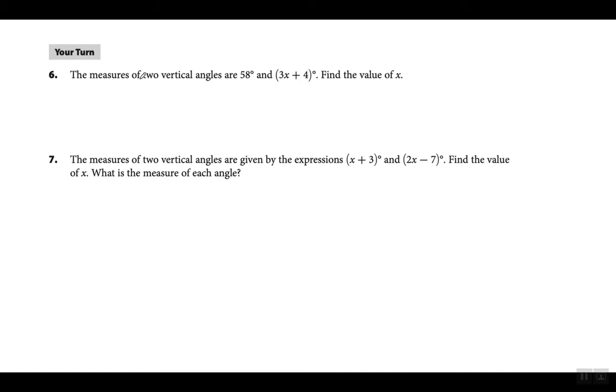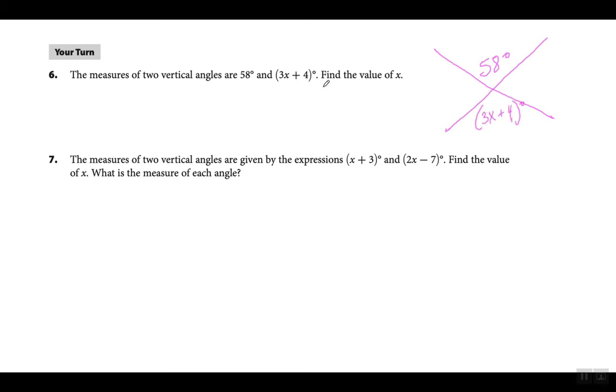It says the measure of two vertical angles are 58 degrees and 3x plus 4 degrees. Find the value of x. You don't have to draw a picture, but let me just draw it real quick to show you something. It says the measure of two vertical angles. Let's say we're talking about this one and this one. Is 58 degrees and 3x plus 4 degrees.